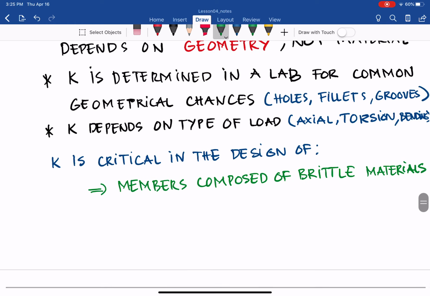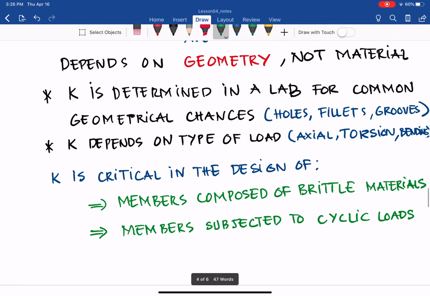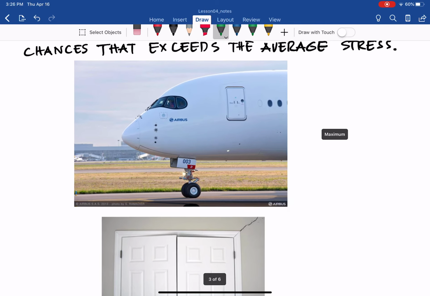The second scenario that we want to consider is a member subjected to cyclic loads. Cyclic loads are loads that apply over and over again. What is that about in civil engineering, and in other industries? Let me give you one example for cyclic load that we saw earlier here.